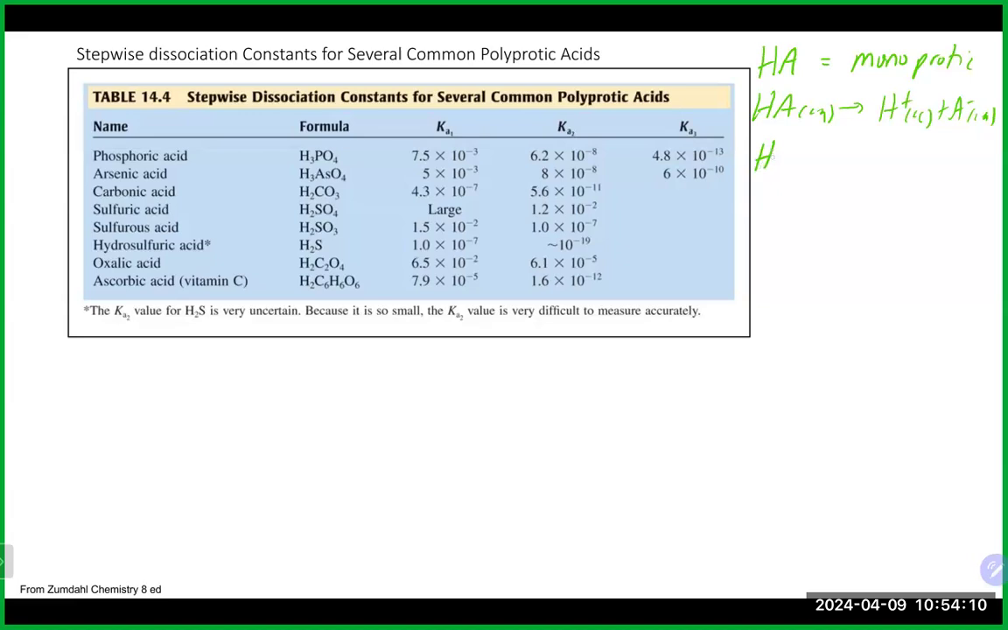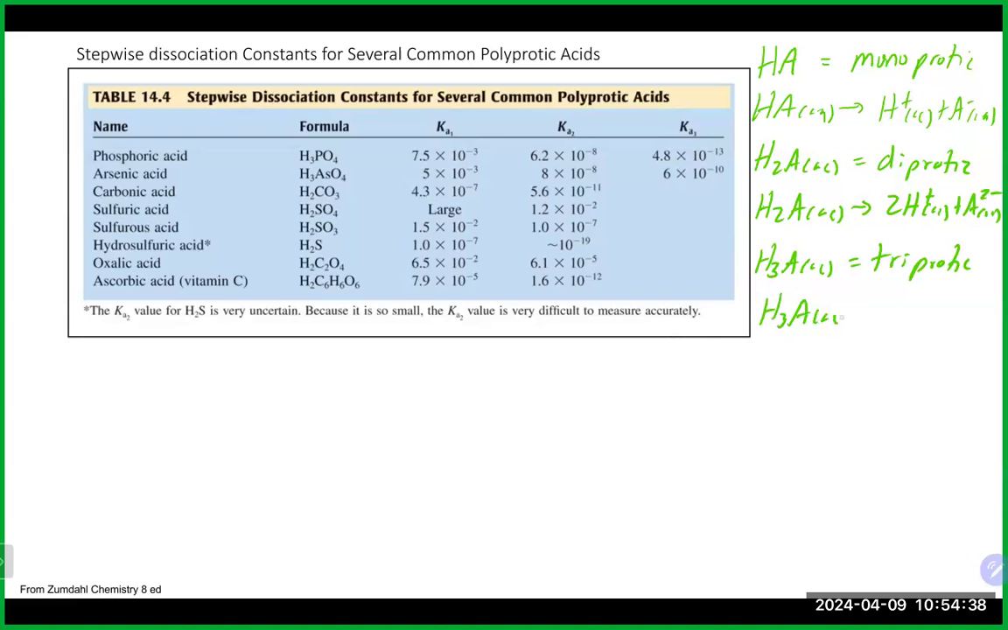We could have a diprotic acid, which has a couple of hydrogens to give away. And overall, what will happen is it will give away 2 hydrogens overall. And this guy will have a -2 charge. And we could have a triprotic acid, which has 3 hydrogens to give. And here overall, what's going to happen is this guy's going to lose 3 hydrogens overall. And the negative guy actually will have a -3 charge here.